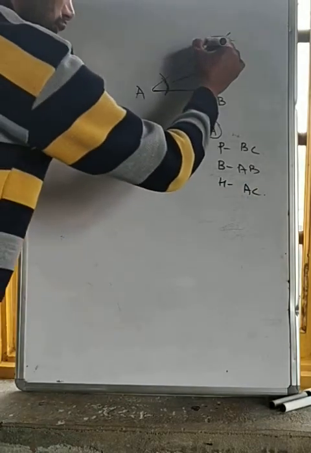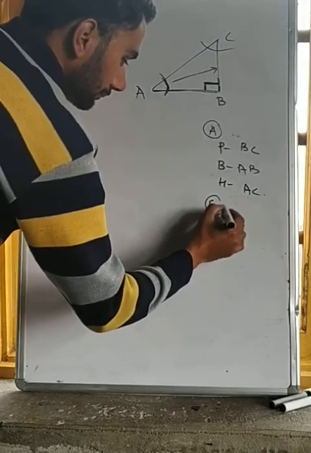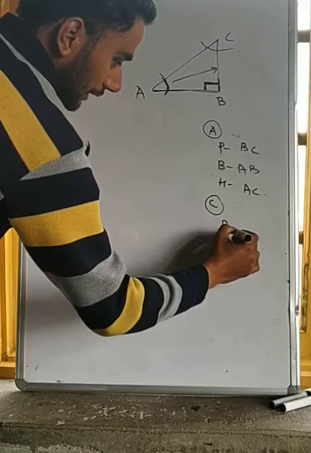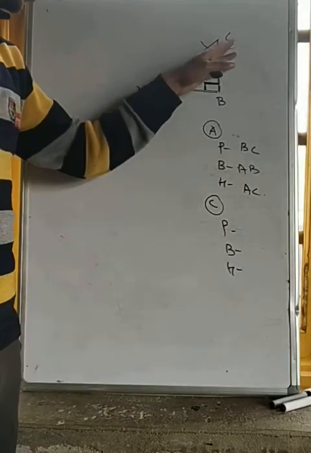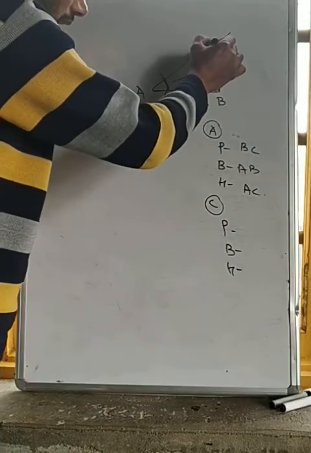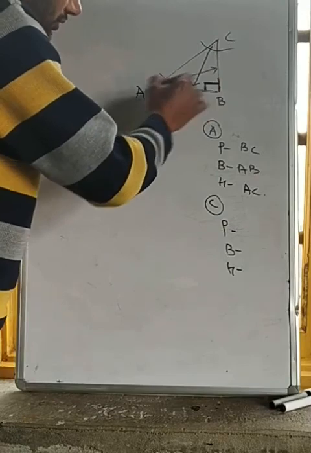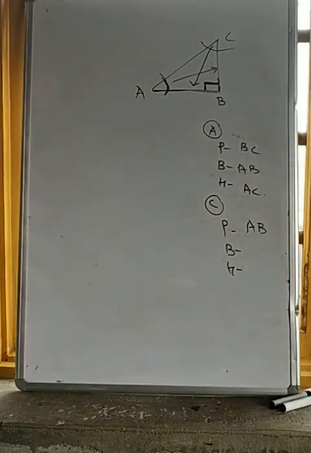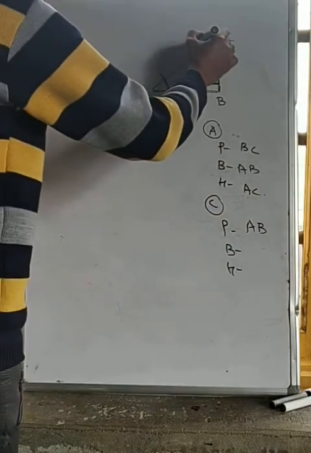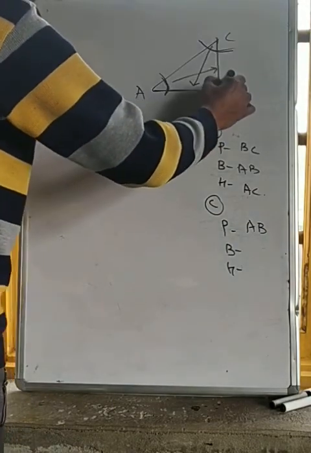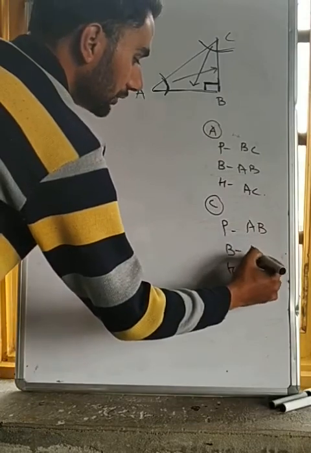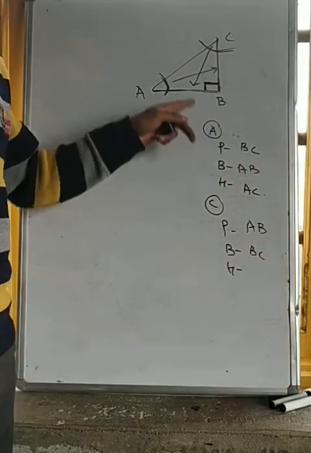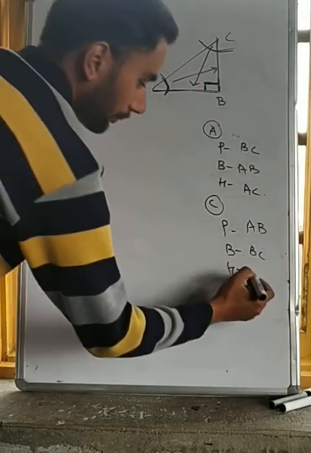Similarly, if we talk about the angle C, to keep it updated with all its sides, perpendicular, base and hypotenuse, for angle C, the side exactly opposite to it is AB, so perpendicular is AB. The side which is next to it is BC, so base is BC. And the side which is exactly opposite to the right angle is hypotenuse.